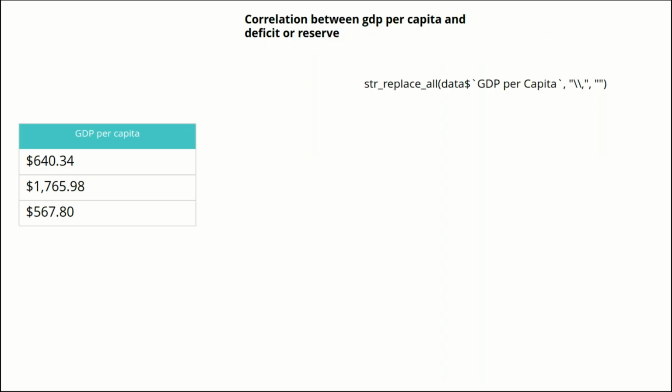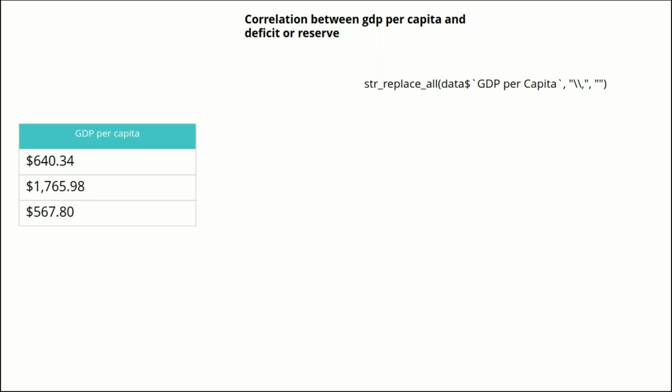Now I want to know the correlation between the GDP per capita and the deficit or reserve. I want to make a scatter plot. And as you know, to make a scatter plot, you need a numerical column on the x-axis and y-axis. GDP per capita is a string variable, so I have to convert it into a numeric. First, I have to remove some symbols like the dollar sign and commas.